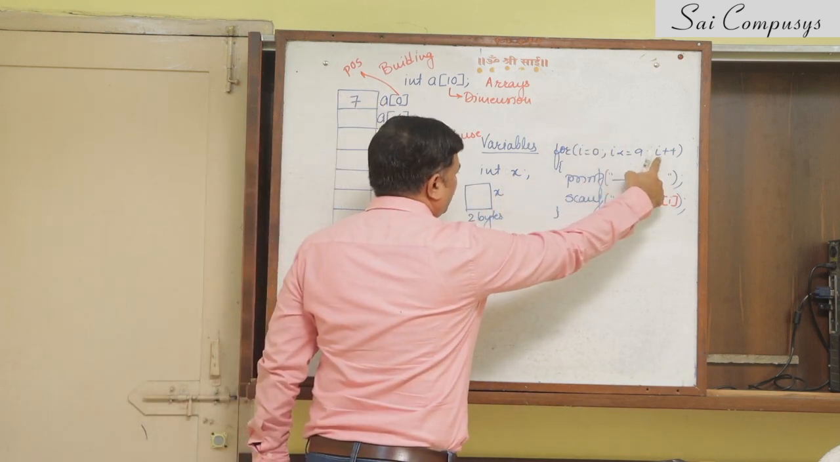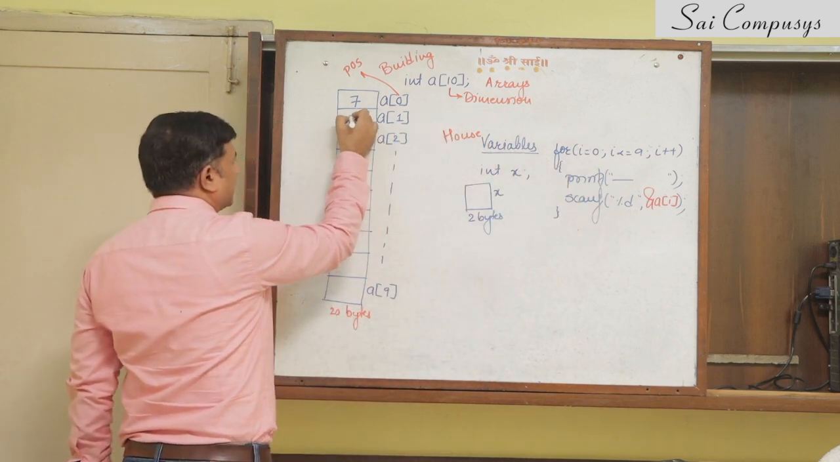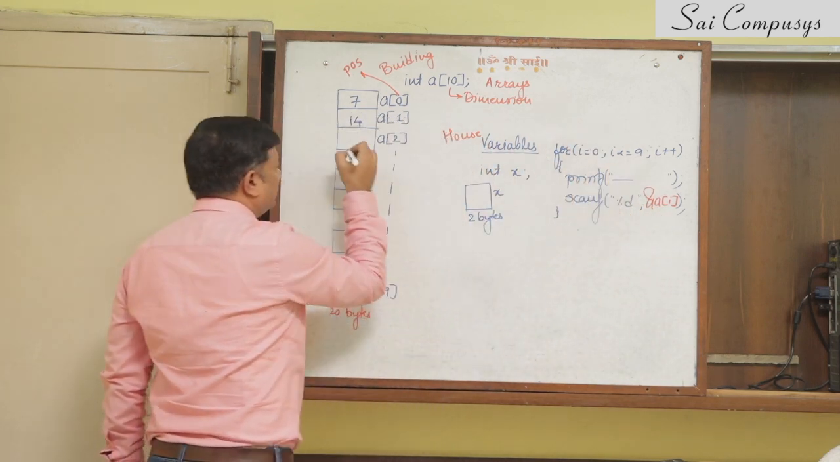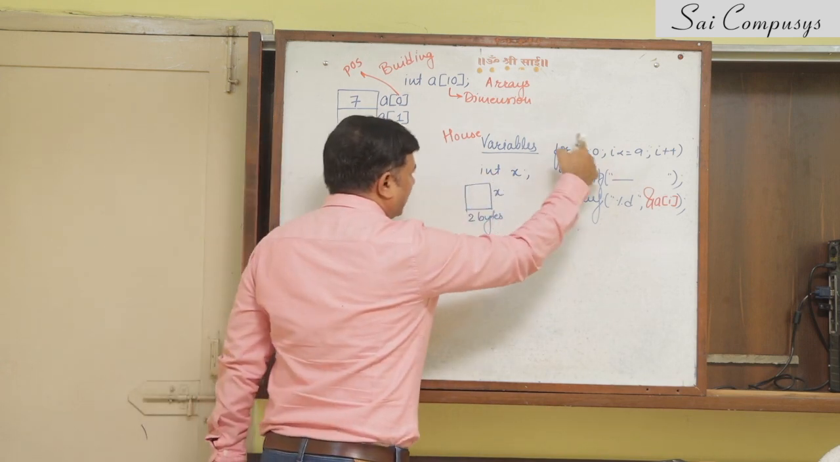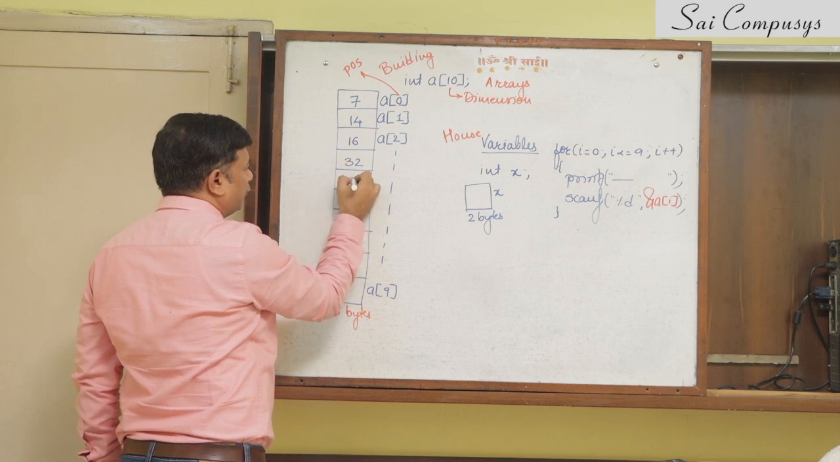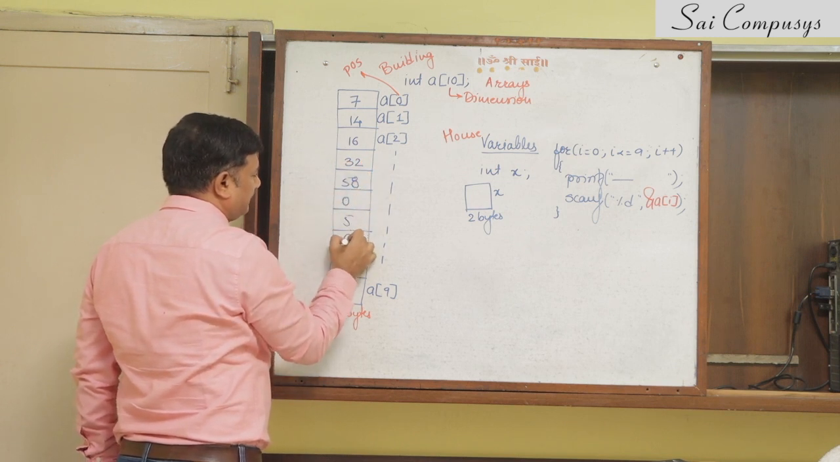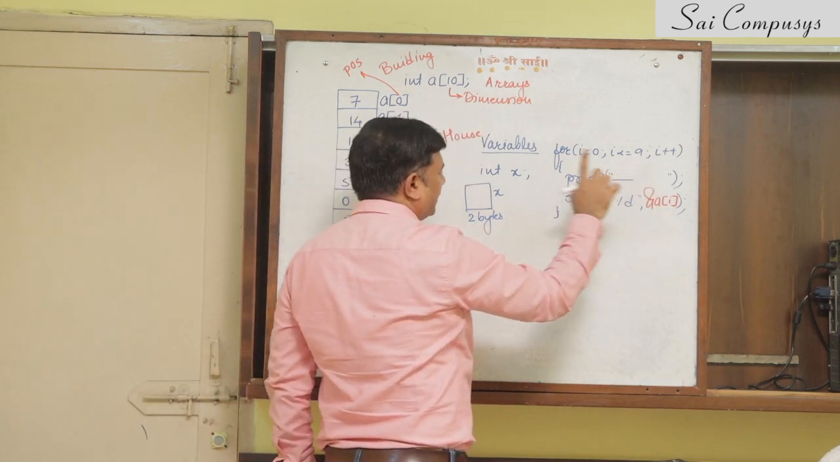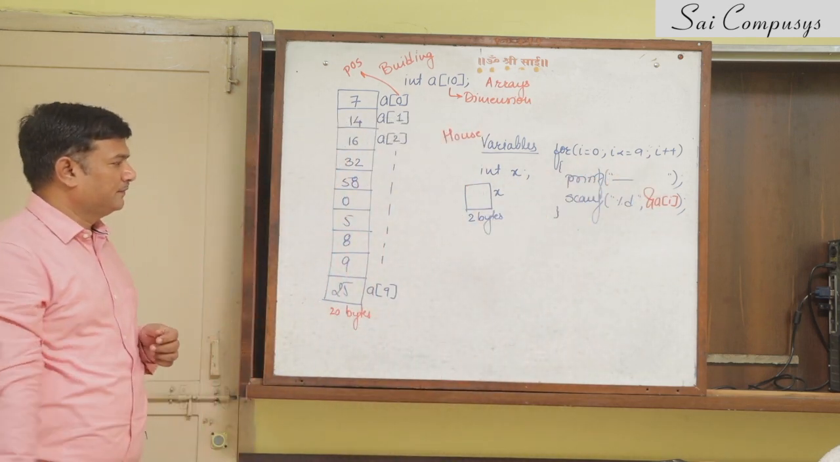I is incremented to 1. Next element will be scanned on A of 1. I is 2. Next element will be scanned on A of 2. I is 3. Next element will be scanned on A of 3, A of 4 and so on. The last element will be scanned on A of 9.